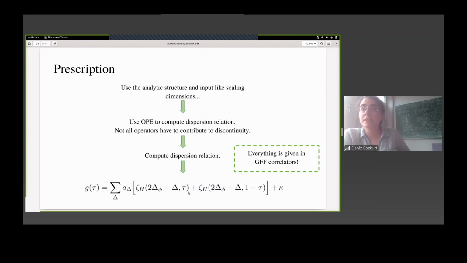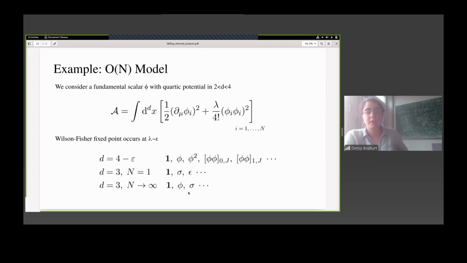And nicely, every 2-point function at finite temperature is given in terms of the GFF correlators. So another example, the next simplest example, is the O(N) model. The O(N) model is a theory that is defined, let's say, from 2 dimensions to 4, roughly. It is again a fundamental scalar, but with a quartic potential term in the Lagrangian. And there are many versions of this theory that are interesting.